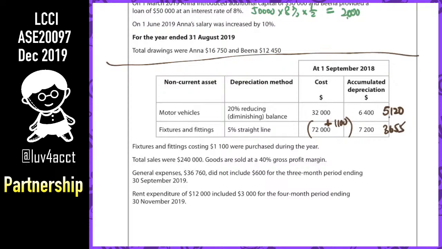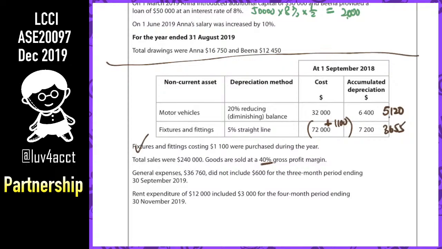Okay, so this one is done. Total sales 240,000. Goods sold at a 40% gross profit margin. So here you have revenue, you have cost of sales, and then gross profit. And then general expenses.